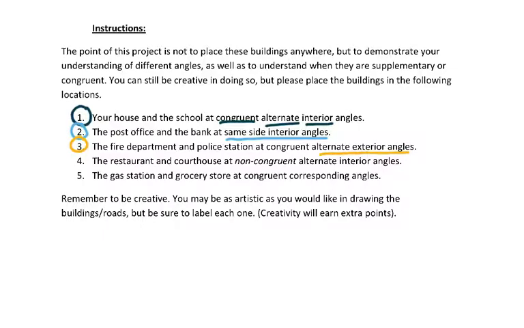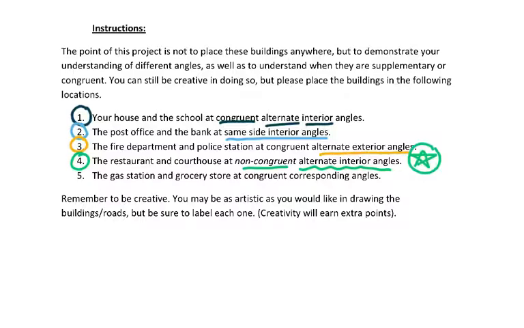The restaurant and the courthouse are at non-congruent alternate interior angles. This is going to be tricky because we always think that alternate interior angles are always congruent when there's parallel lines. So I want you to really think about it. This is very critical thinking right here. Where could you possibly on your diagram have alternate interior angles that are not congruent? Interesting. Good luck with that.